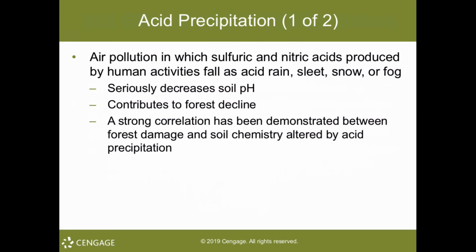And air pollution, such as sulfuric acid and nitric acids, is produced by us being humans. They affect and cause acid rain, sleet, snow, or fog, and it can seriously decrease soil pH. It has now been a large contributor to forest decline, and there is a strong correlation that has been demonstrated between forest damage and soil chemistry altered by acid precipitation. It is real.